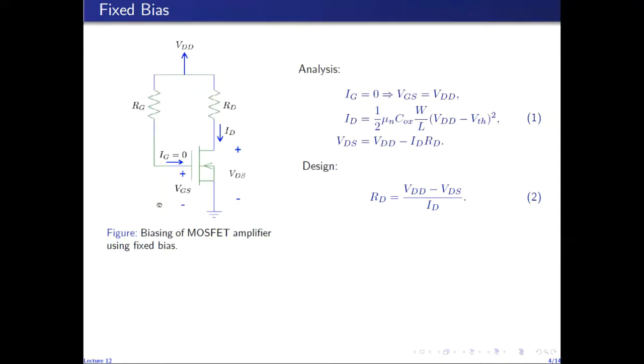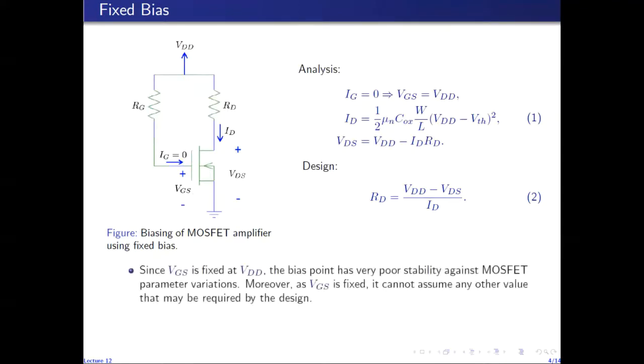So this is a very simple scheme, but it's not a very good biasing scheme. It is highly unstable against variations in the device parameters because VGS is fixed. VGS cannot change. So any change in ID induced by changes in the parameters of the device cannot be countered by VGS. So this scheme is highly unstable against variations in the device parameters.